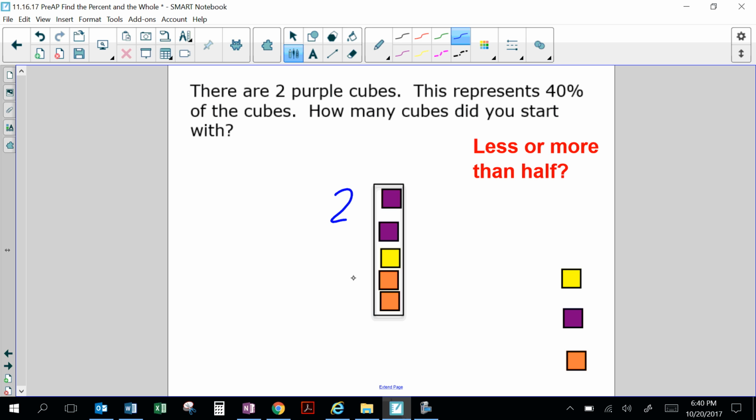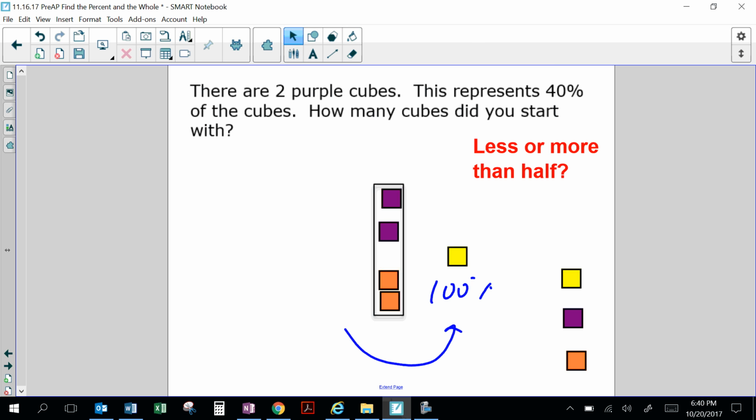So we have 2 purple out of 5, 100%. The relationship is times 20. That's 40%. It is. It did work. However, would you like to know a shortcut?